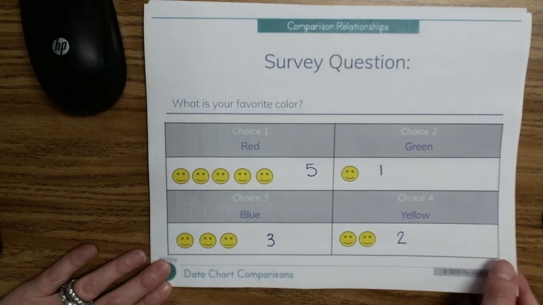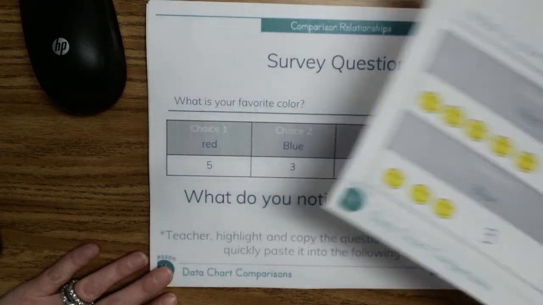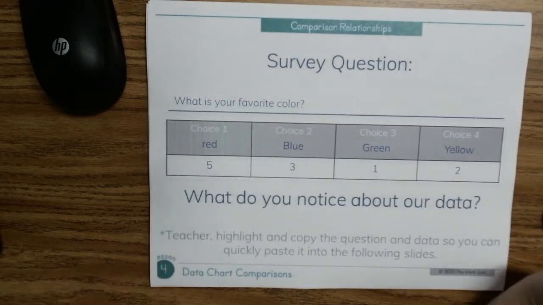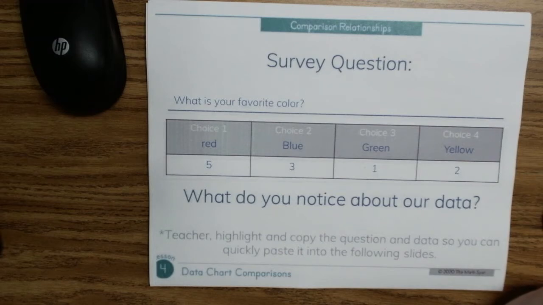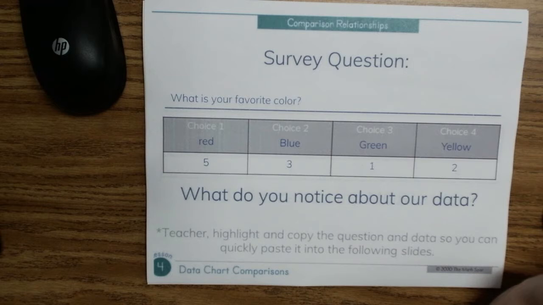So what we're going to do is ask ourselves some questions, okay? What do you notice about our data? You notice anything? Well, we had a lot of people who liked red. Not many people liked green, which I really thought green was going to be a big one. What else do I notice? Did a lot of people vote? Not very many people voted.